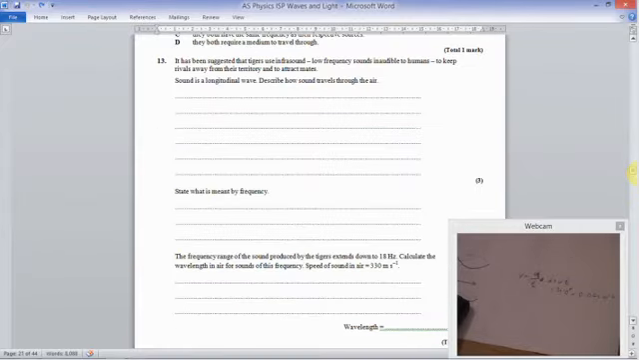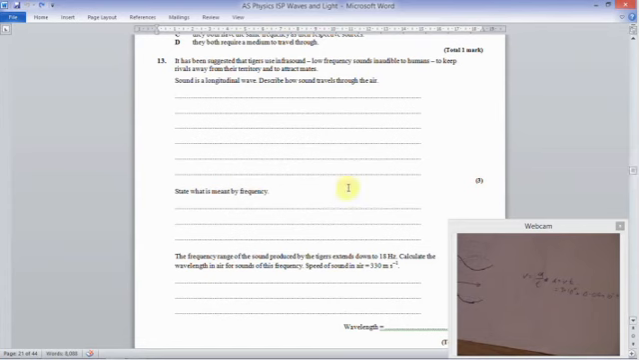It's suggested that tigers use infrasound, low frequency sounds inaudible to humans, to keep rivals away from their territory and to attract mates. Sound is a longitudinal wave; describe how sound travels through the air. Right, so it travels as compressions and rarefactions, so areas of compression and areas of rarefaction. The wave motion is parallel to particle motion, so the particles vibrate parallel to the wave motion.